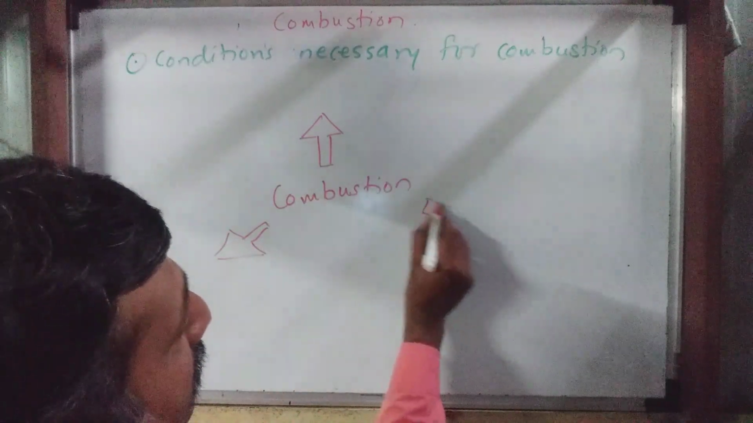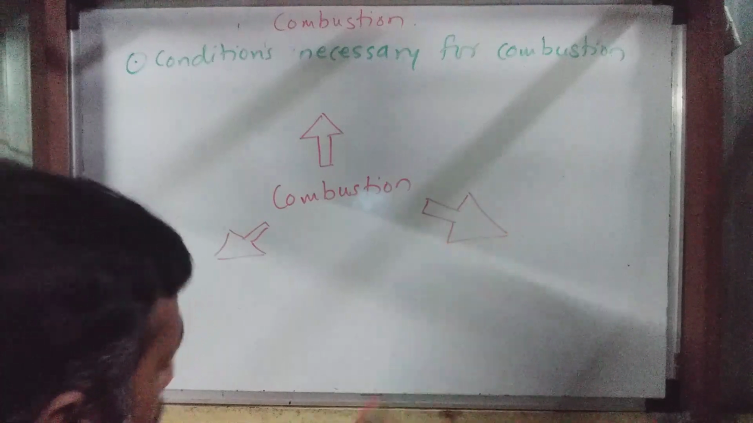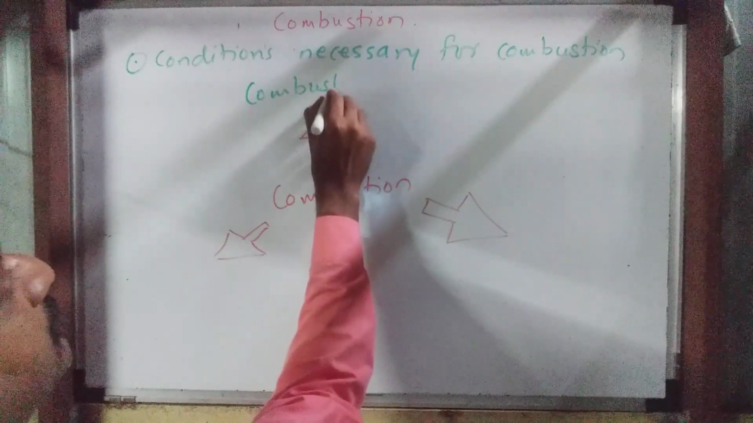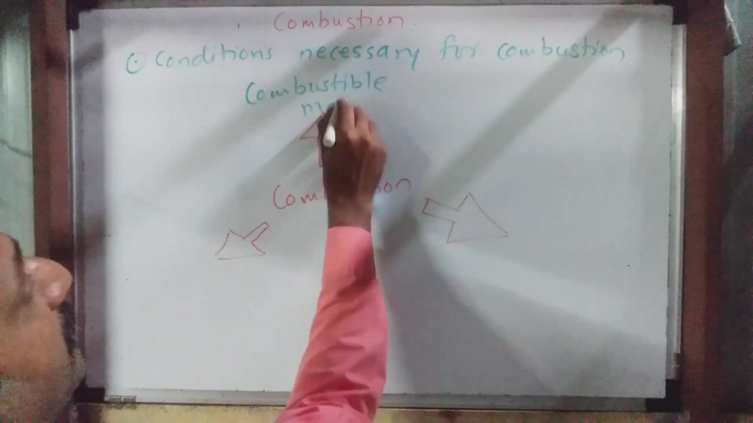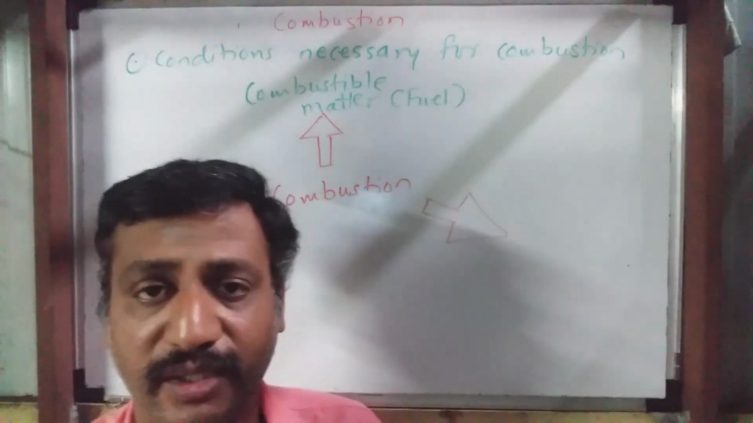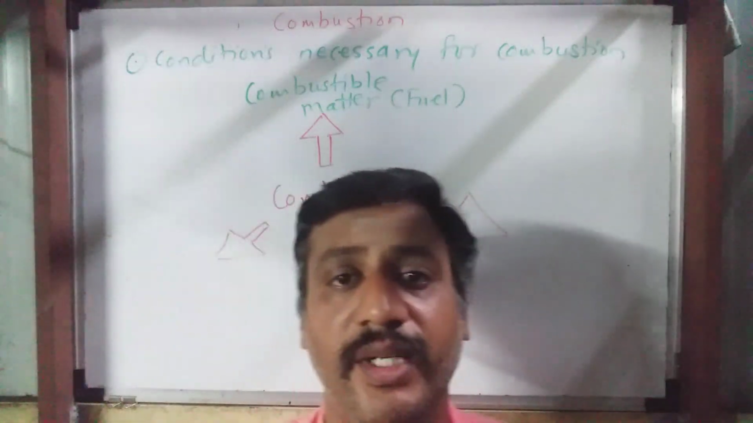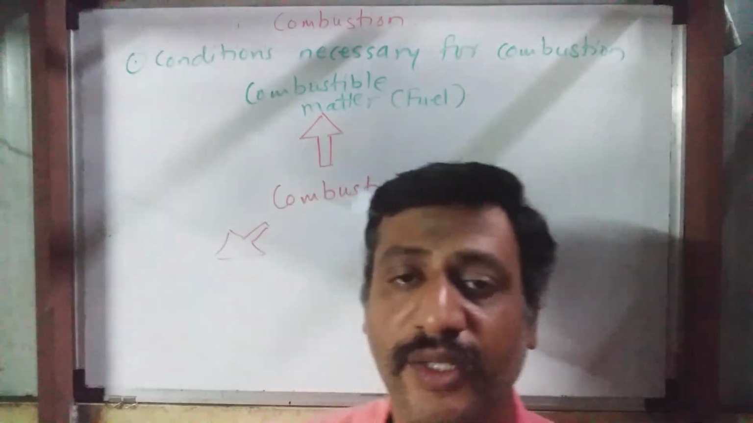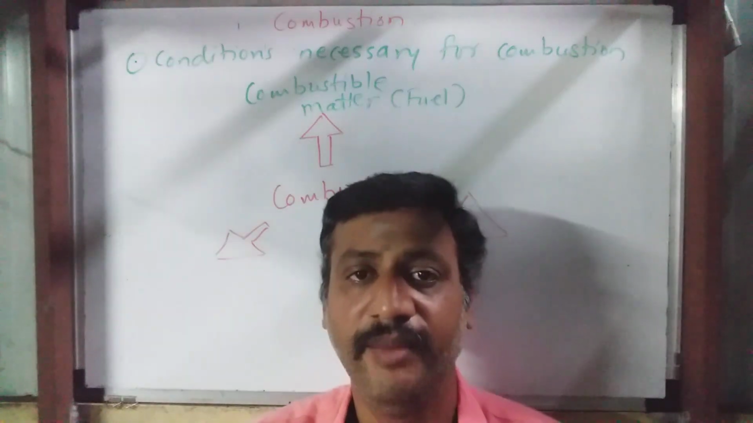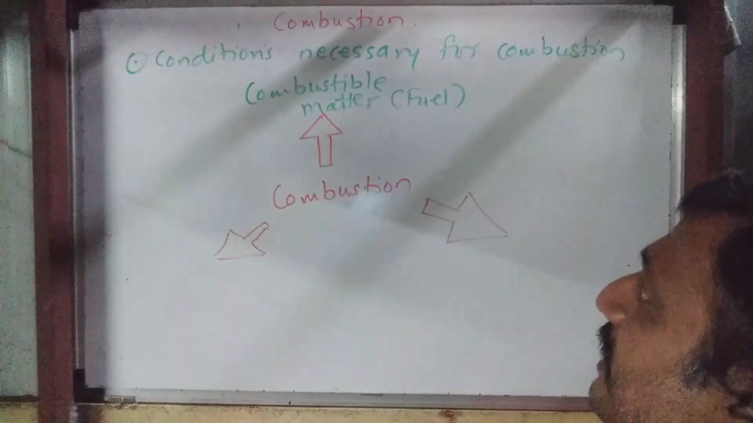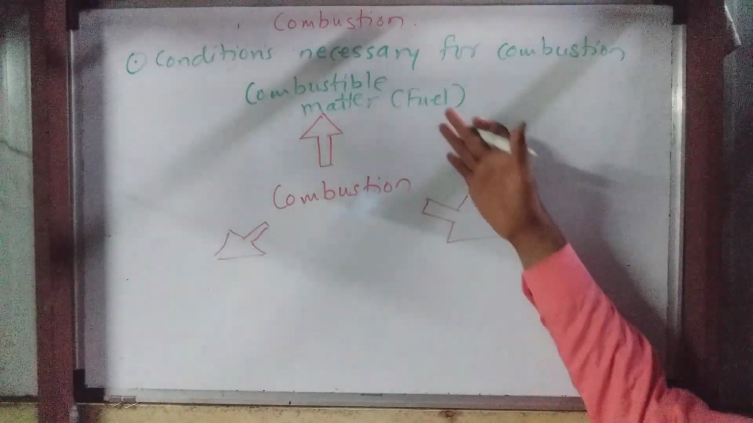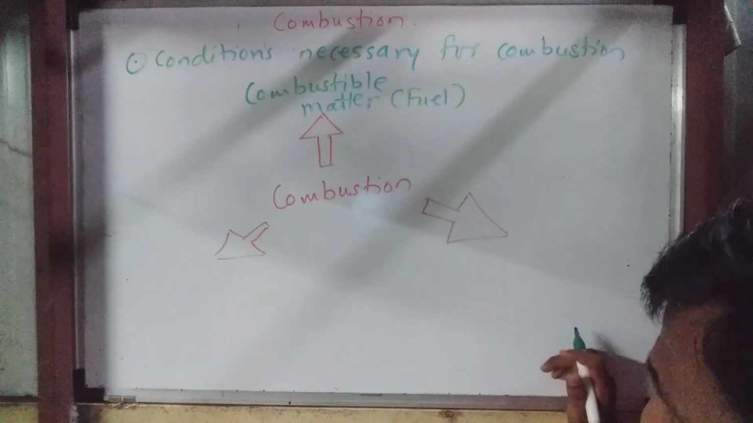Let's see. The first thing required to bring about combustion is that there should be a combustible matter. That combustible matter, generally we call it a fuel, but sometimes it may not be a fuel. Say, for example, paper, clothes, wood, or something else. Combustible matter is there. Carbon and hydrogen may be its major constituents. Hydrogen, H2 alone, is also combustible.